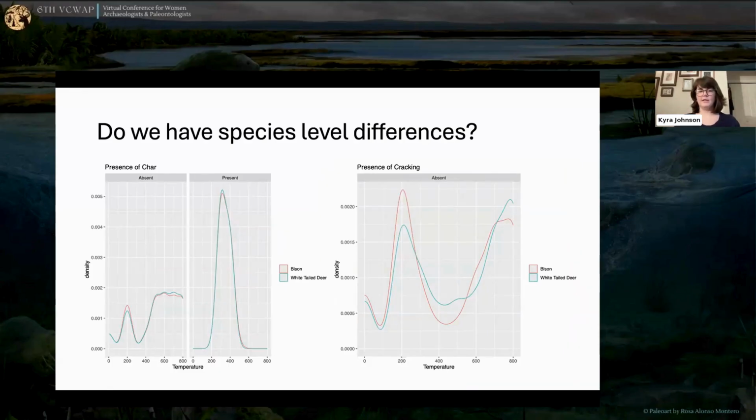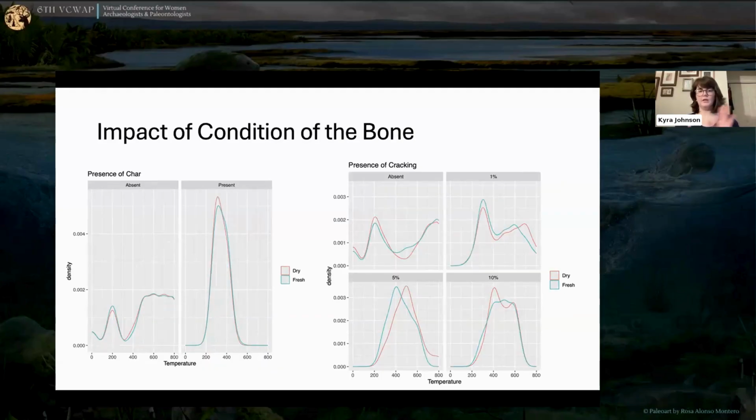In my patterns of looking at the individual variables, I also see very little variation in how much char is present and how much cracking is present. And then after I looked at the species level, I was interested in understanding whether the condition of that bone at the time of burning impacted these variables. What I was seeing, once again, is not a ton of variation.